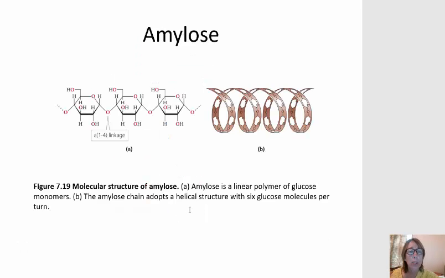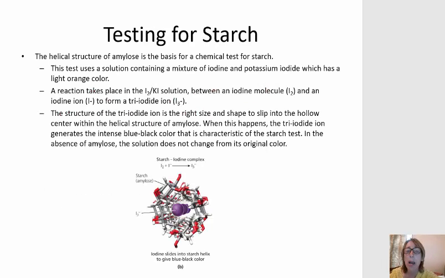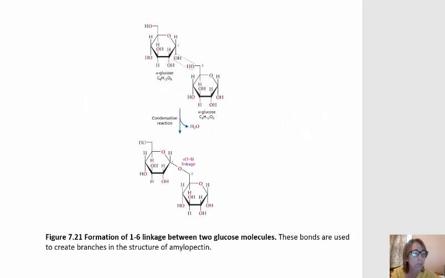Now, amylose only has this alpha 1,4 linkage, and it forms sort of a linear molecule that actually curls up and forms a helix. And this allows us to actually test for starch, because when iodine is added to amylose, it kind of nests inside that helix and forms a characteristic black color.